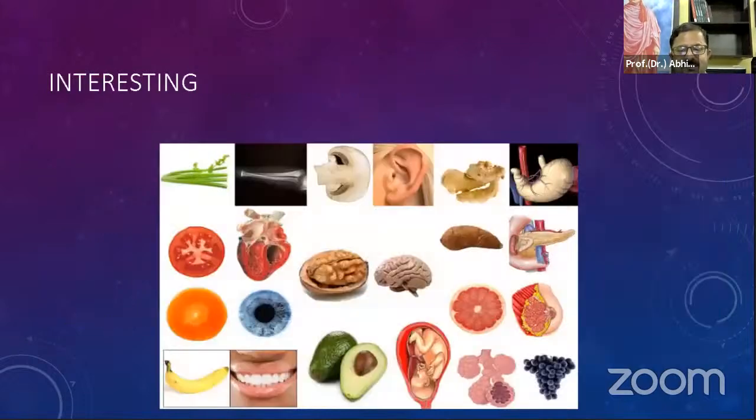Here I have put one picture where you can see that most of the structures of the human body have similar structure, shape, size, and color to things in nature. You can see. I will not go into the detail.